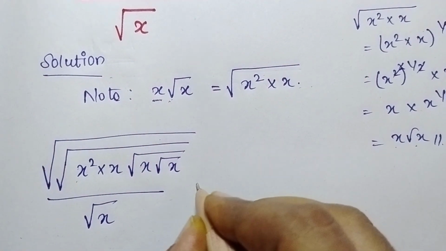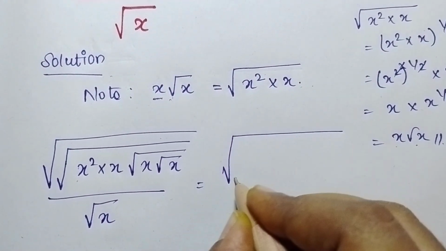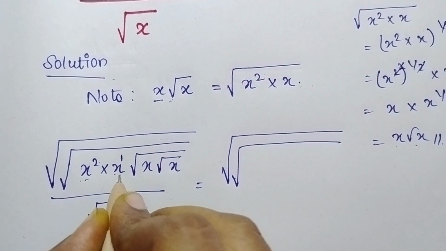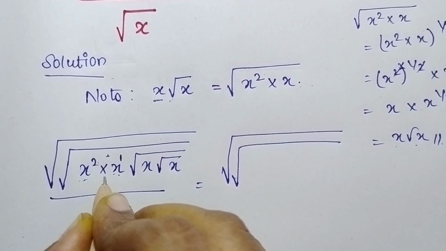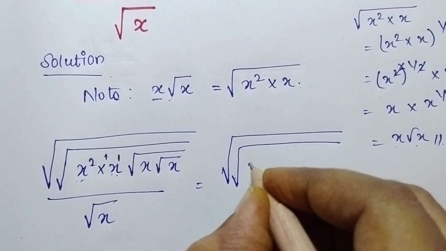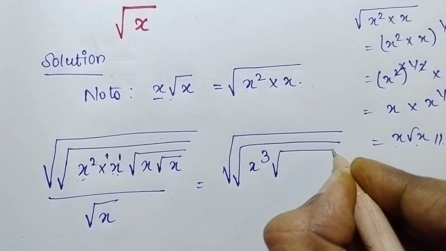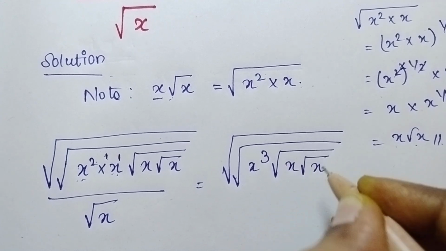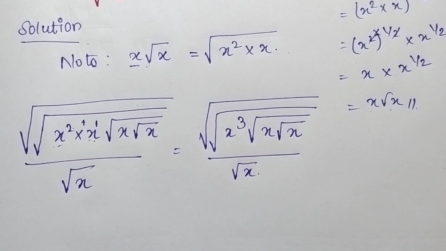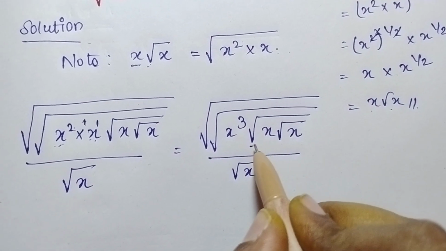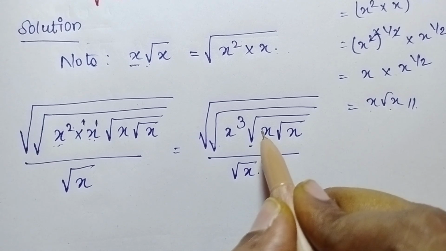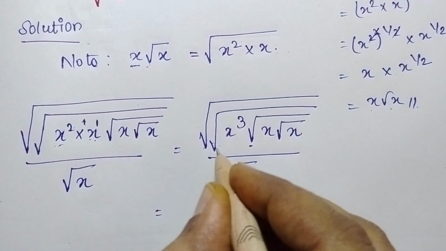Therefore, this is equal to root of x square into x power 1. The base is same, the power gets added if it is in multiplication. If I add these two, 2 plus 1 is 3. Therefore, x cube root x divided by root x. Now the next step is we need to shift this root commonly. For that, what we have to do? We need to square this and write inside the root. So therefore this is equal to here 2 roots.